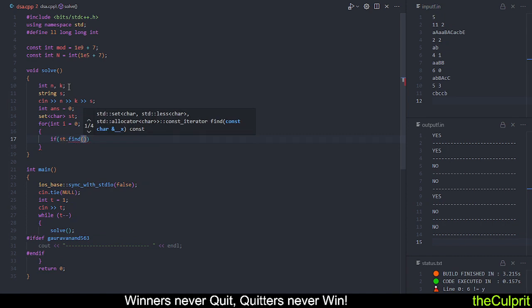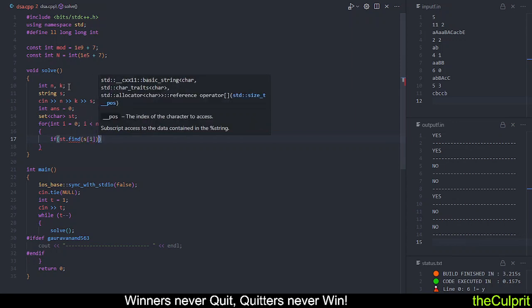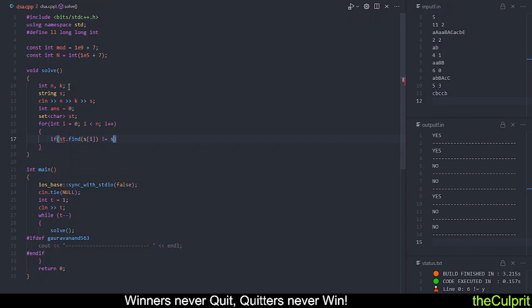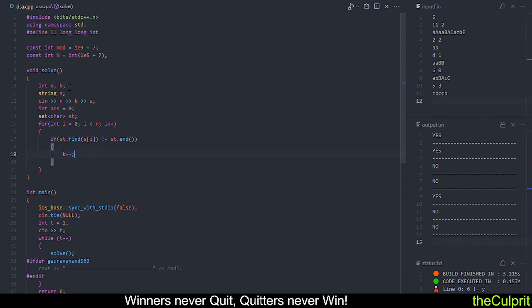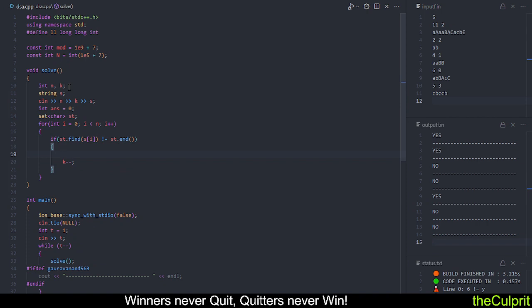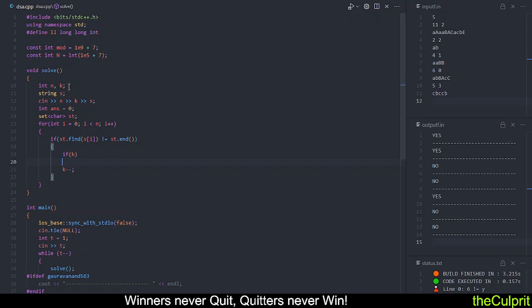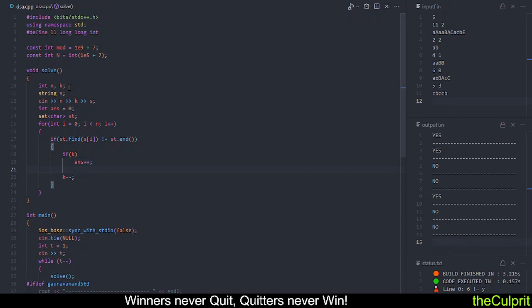st.find. If st.find of s[i] is not equal to st.end, that means I was able to find the same character, so I would increment my k. If I still have some operations left, then I can increment my answer. And basically I have to also erase that, st.erase.